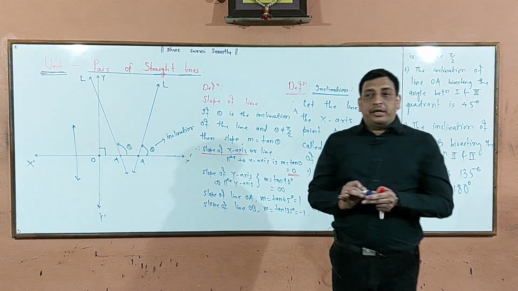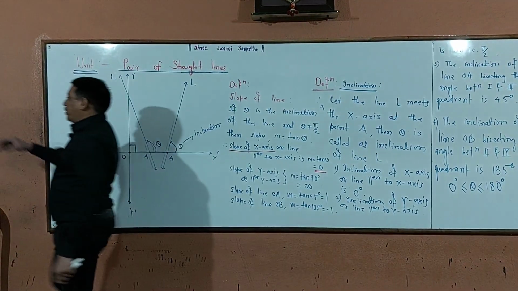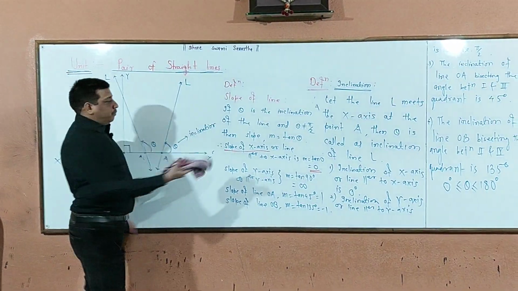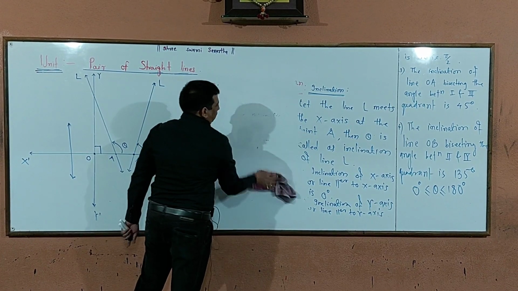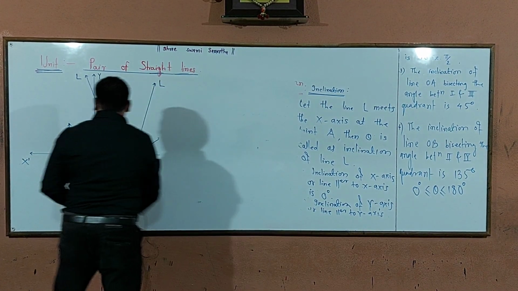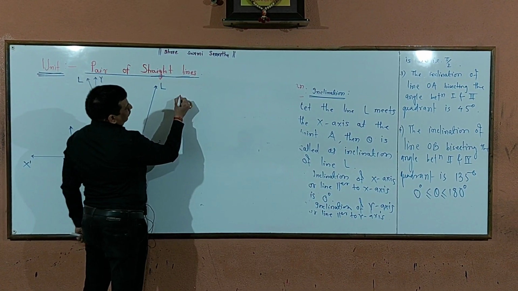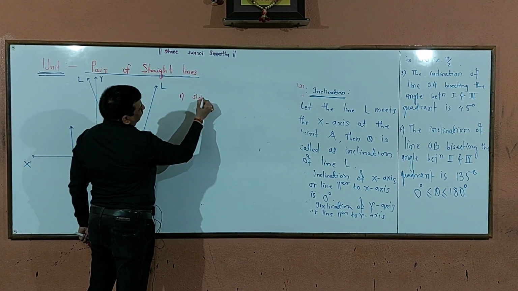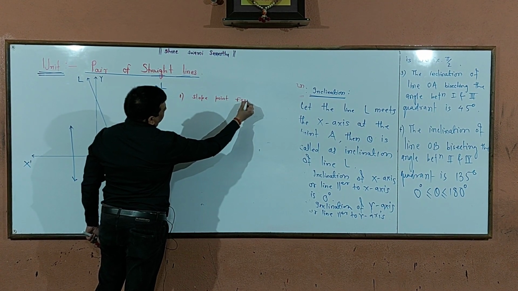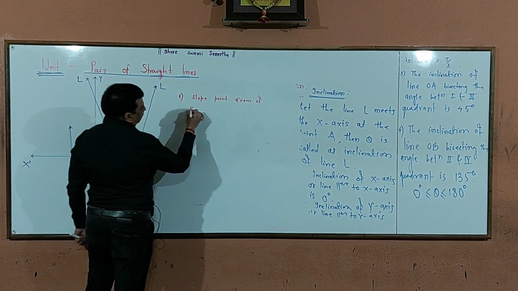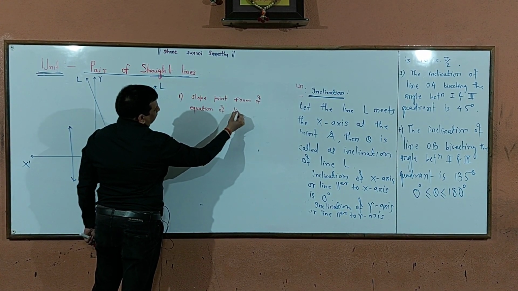Now we study different forms of line. So the first form is the slope point form of equation of line.